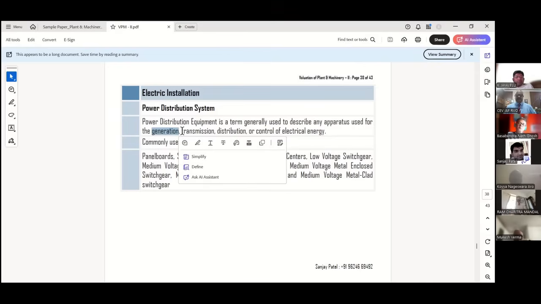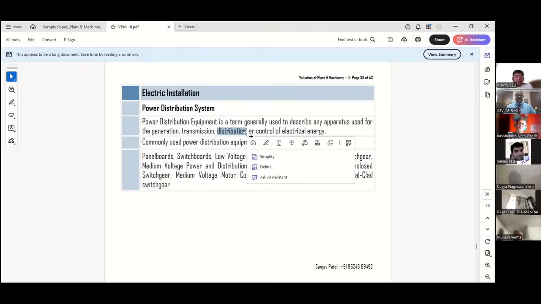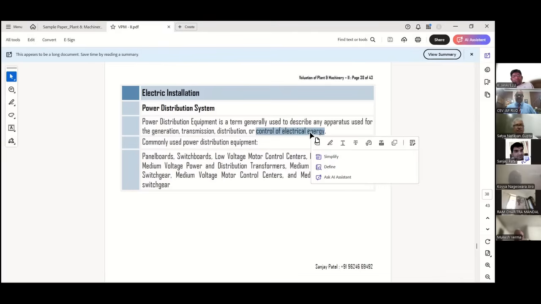Switch yard goes to the power transmission line. Transmission reaches the distribution. Distribution reaches the substations. From the substation, it will be distributed to the consumer. So generation, transmission, distribution, and control of the electric energy. Control means whatever protecting machinery or protecting devices are used for that purpose.